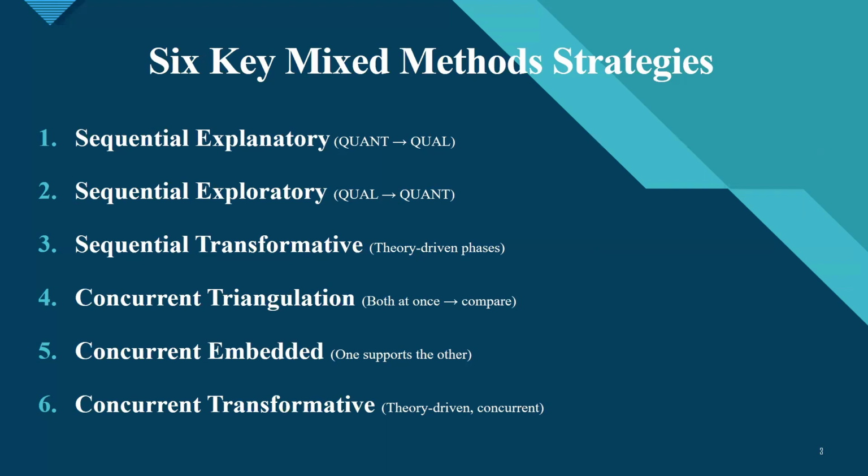Number five, concurrent embedded. One type of data is given priority while the other serves as supporting data within the same study. Number six, concurrent transformative. Like the sequential transformative approach, this method integrates both data types at the same time while being guided by a theoretical framework.